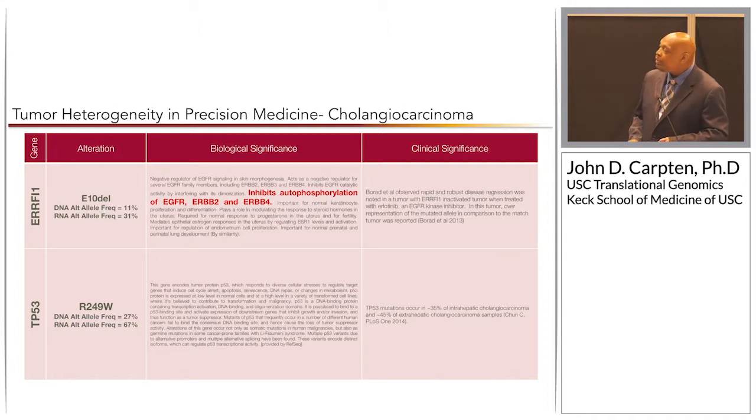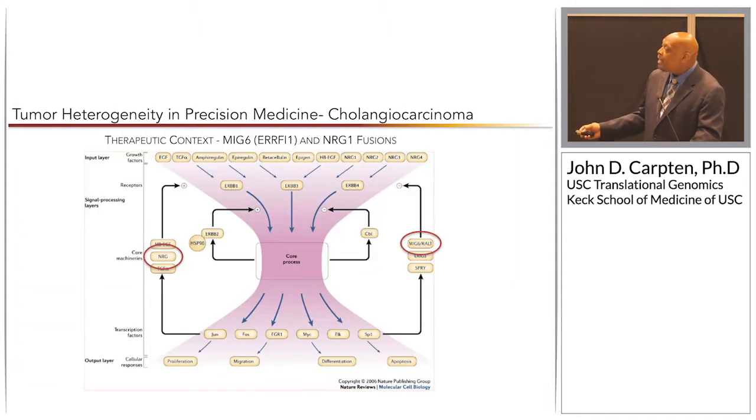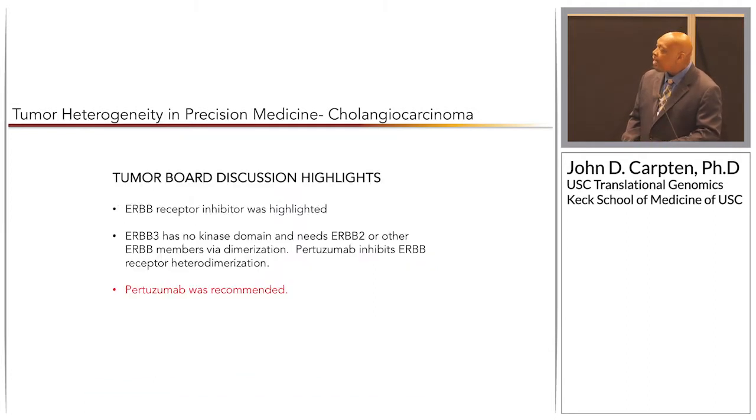So this particular tumor, from our perspective, had a double whammy. We had oncogenic activation through high-level NRG1 fusion oncogenic expression, and we also lost the brakes. ERRFI1 encodes MIG6, so we had biallelic inactivation of MIG6, so we had dual activation of this pathway. Further discussions during the molecular tumor board and further knowledge mining suggested that we would see activation through ERB2 and ERB3. Thus, we selected the use of pertuzumab, which inhibits ERB receptor heterodimerization.